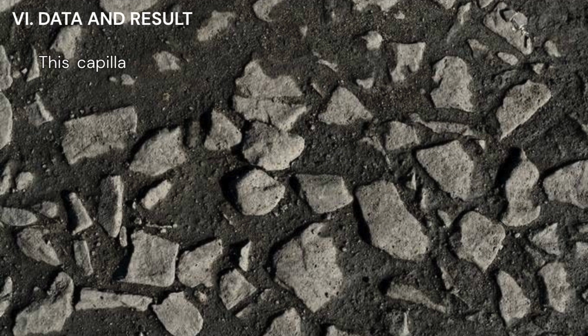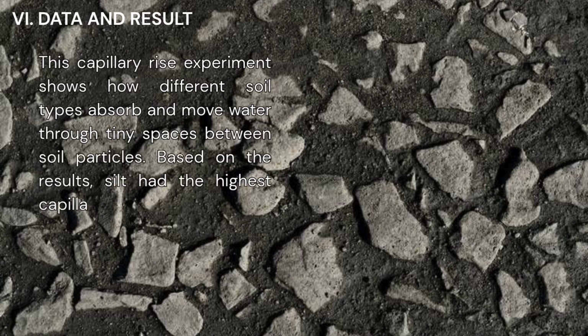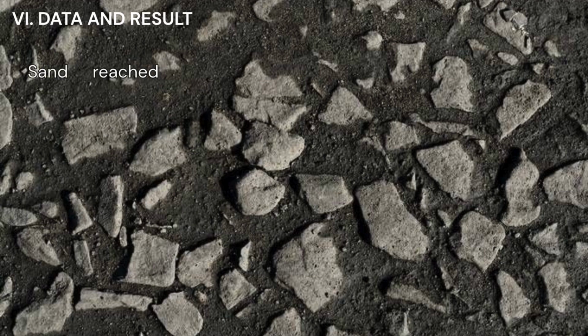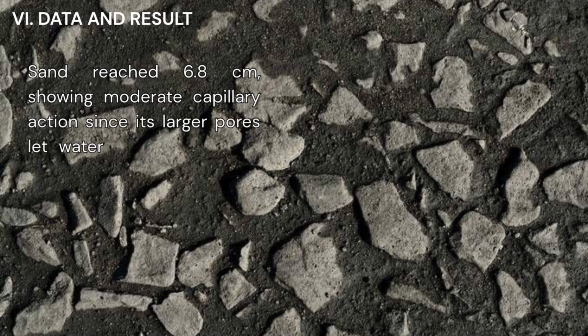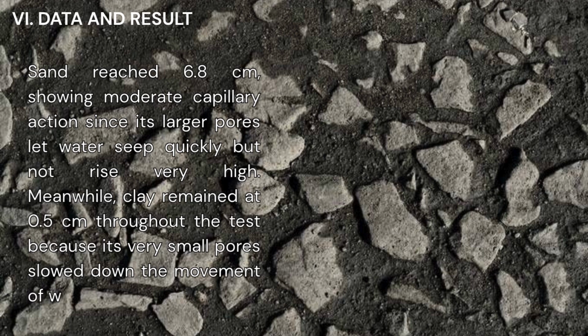For the data results and analysis, this capillary rise experiment shows how different soil types absorb and move water through tiny spaces between soil particles. Based on the results, silt had the highest capillary rise, reaching 9.4 centimeters after 20 minutes, because its particle size and pore spaces allowed water to move upward effectively. Sand reached 6.8 centimeters, showing moderate capillary action since its larger pores let water seep quickly but not rise very high. Meanwhile, clay remained at 0.5 centimeters throughout the test because its very small pores slowed down the movement of water.